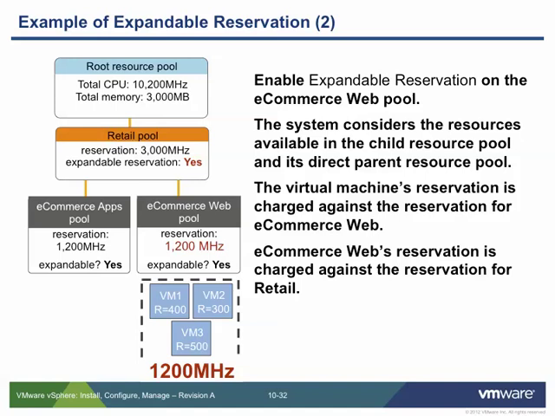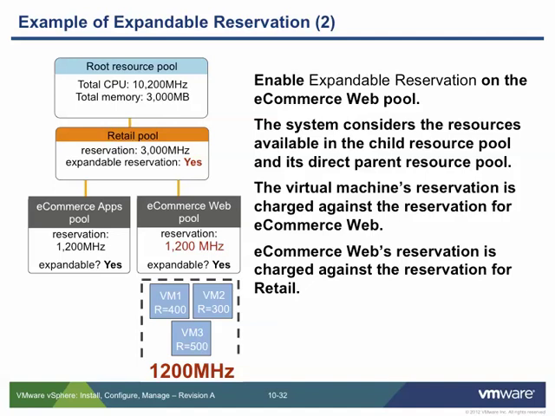So the web pool would have reached out to its parent and said, hey, can I get this? And if expandable reservation on the retail pool was set to no, then it wouldn't have worked. But in this case, expandable reservation on the retail pool is set to yes. So what happens is the third VM powers on. It says, hey, I need a reservation of 500. Can you provide that? The web commerce pool says, yeah, I have my thing set to expandable, so I'll let you get some of this.